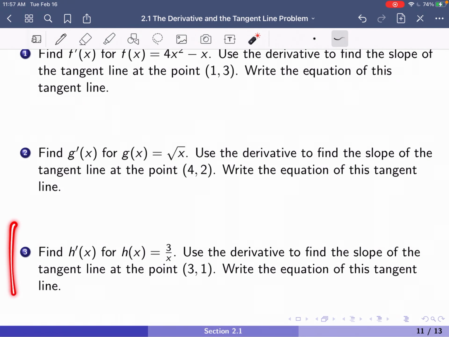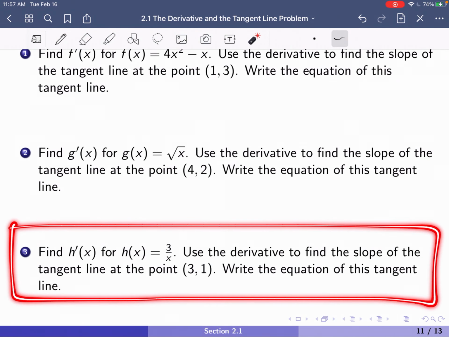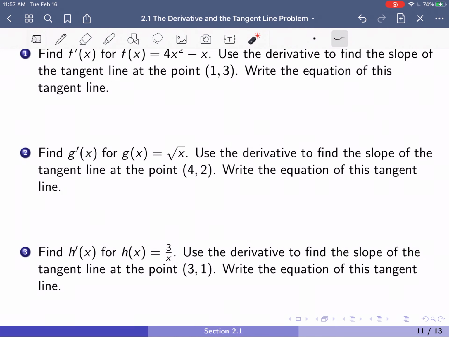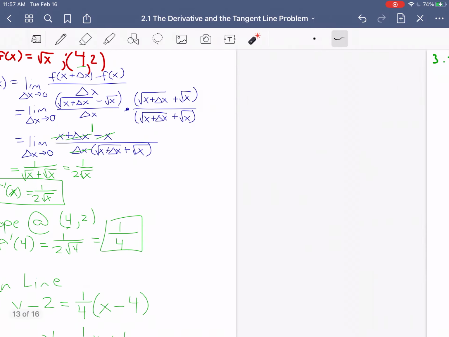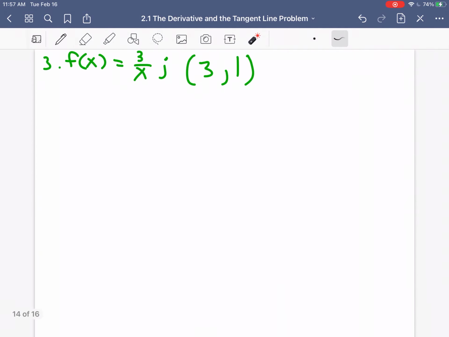In this video, we're going to take a look at our third example. And so here our function is 3 over x. We're going to find the derivative using the definition of derivative here. Then we're going to find the slope of a tangent line and then write the equation of a tangent line. So let's get to where we have some more space.